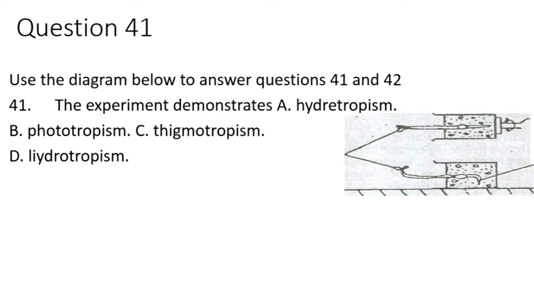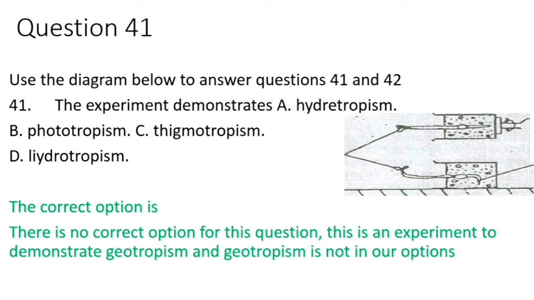Phototropism is response to light. Light is not here to show us how the plant is bending towards light. Hydrotropism is the response of the plant root towards water. And water is not shown here to show us the response of the root to water. So there is no correct option for this question number 41. This is an experiment to demonstrate geotropism, and geotropism is not here. So there is no correct option for question number 41.